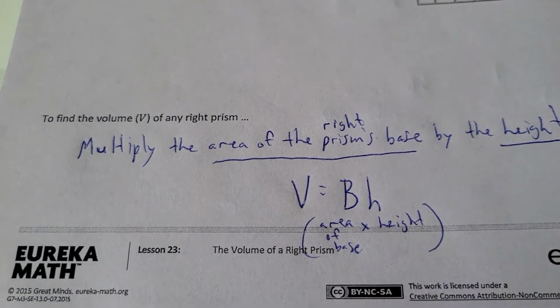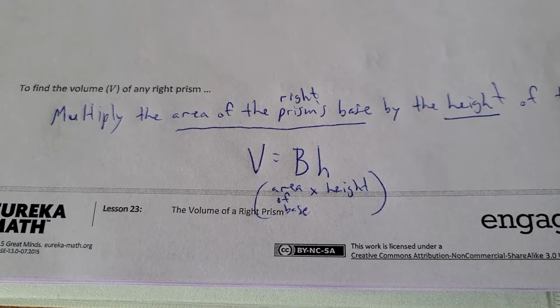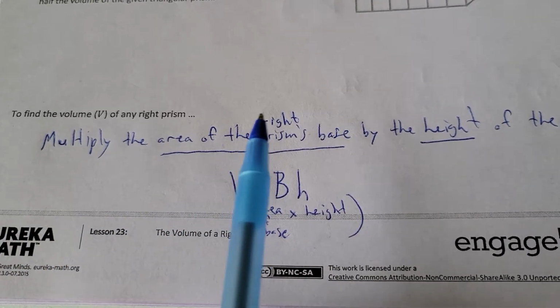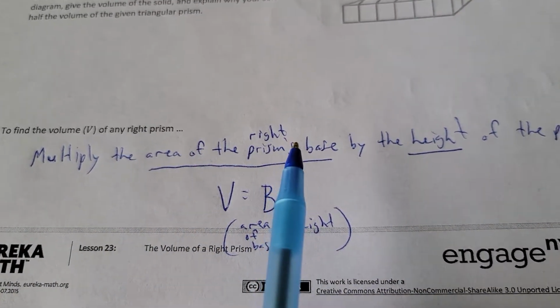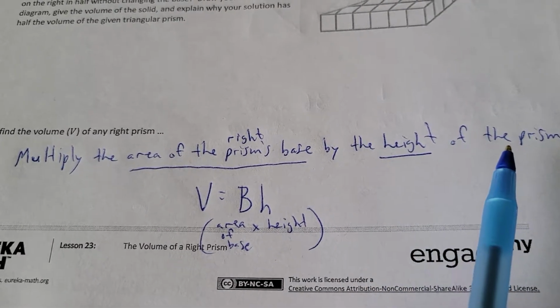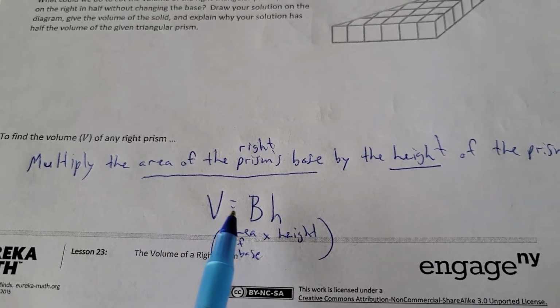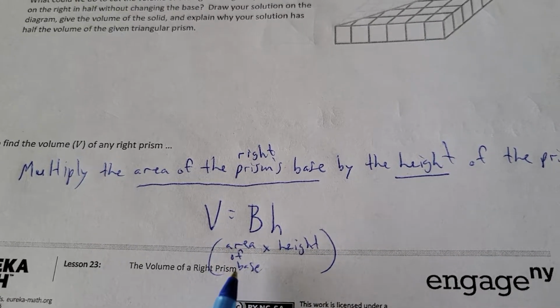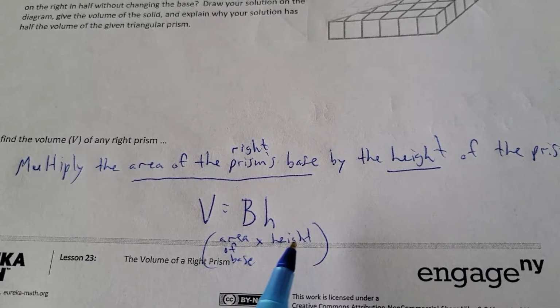Now, to find the volume of any right prism, this will be our formula that we're going to use. You're going to multiply the area of the right prism's base by the height of the prism, and that's it. So you'll see V equals, and then you've got a capital B times H. The capital B means area of the base, times the height.